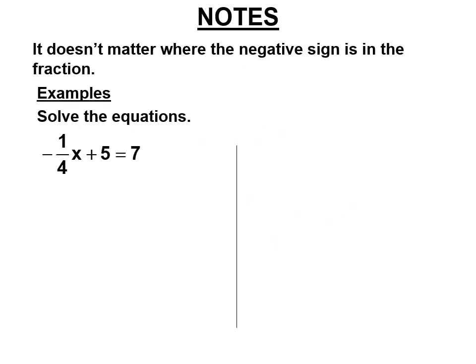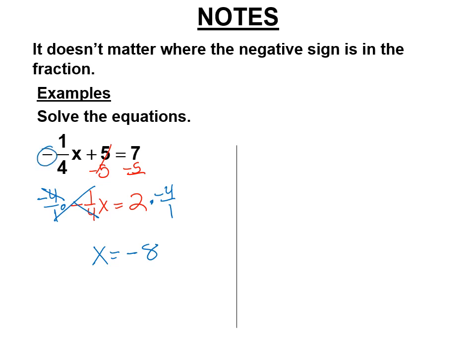Okay, so let's put some negative fractions in these and see what happens. So we subtract 5 from both sides, and we get negative 1/4 x equals 2. All right, so the reciprocal of negative 1/4 is negative 4. I'm going to write it as negative 4 over 1, just to emphasize that. The two negatives make a positive, so both of those negatives cancel out, you get x. So it's 2 times negative 4, which is negative 8.